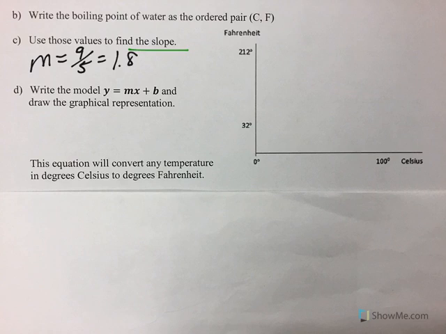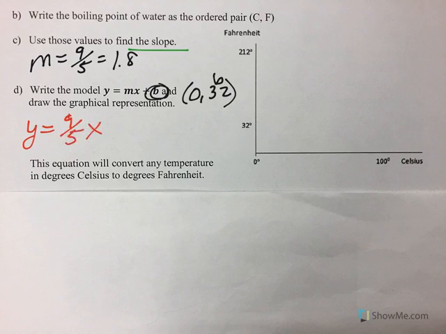Now let's write the model. Recall that the b is our starting point, and that's when x has a value of 0. So our y-intercept is b. So my model is y equals 9/5 x plus 32. And this equation can be used to do any of these. If we graph this, we have 0, 32, and at 100, we're up to 212. So here would be our linear relationship.